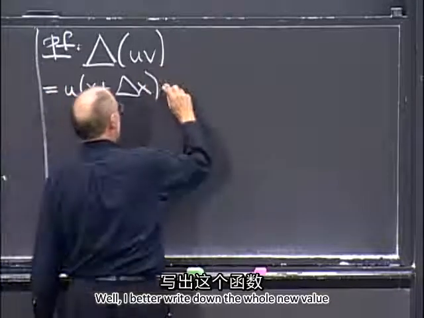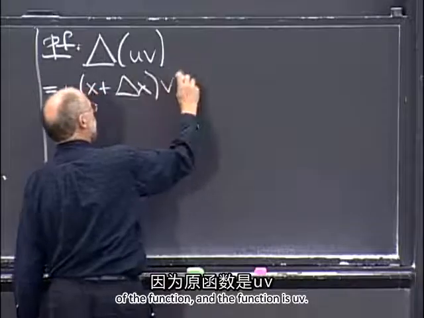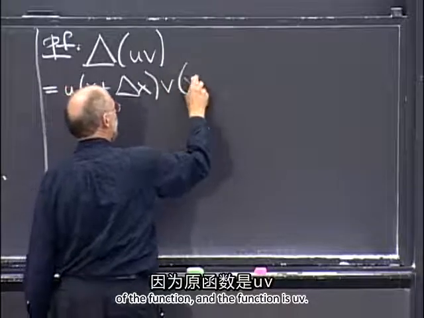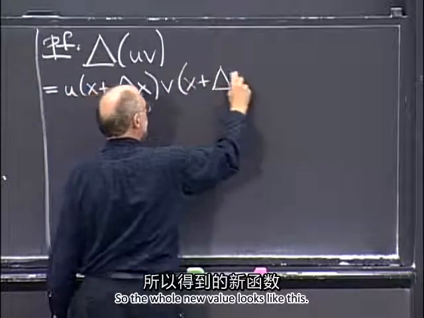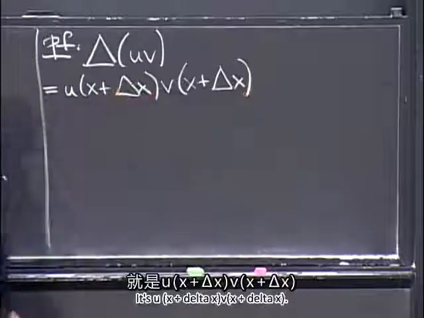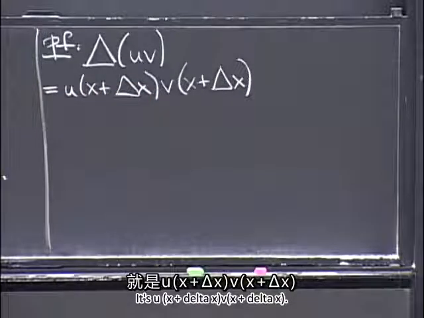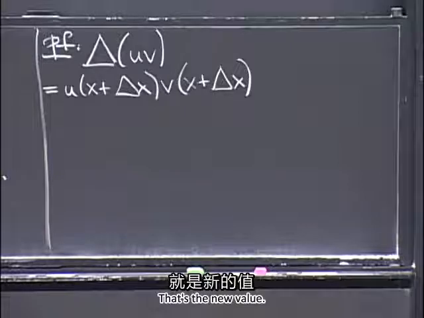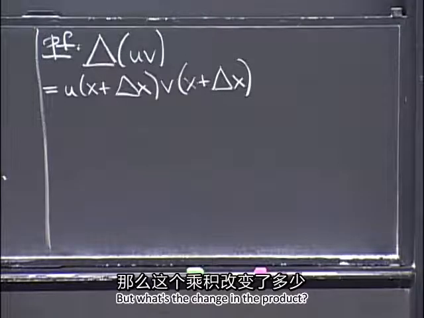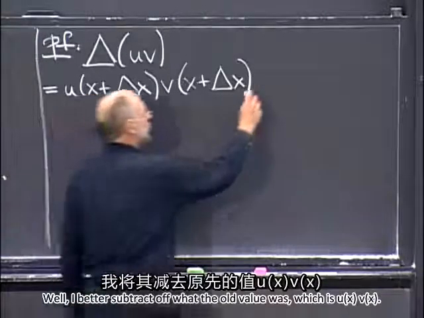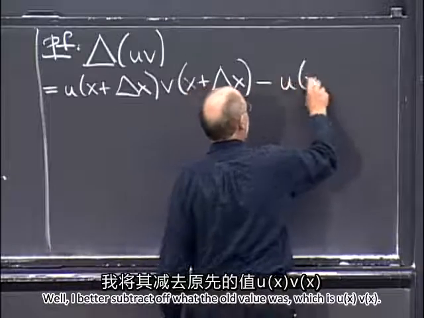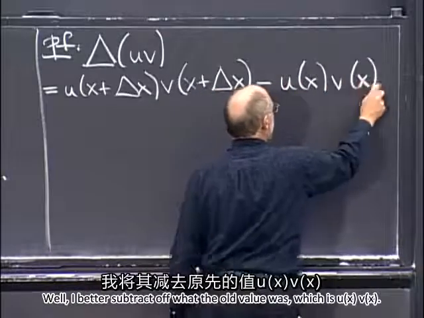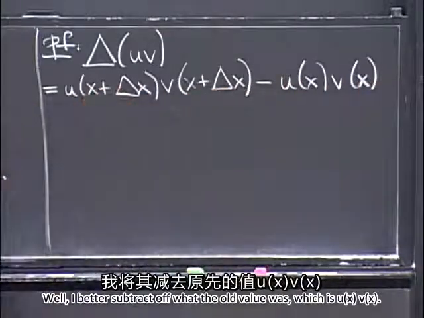Well, I better write down the whole new value of the function, and the function is u times v. So the whole new value looks like this. It's u of x plus delta x times v of x plus delta x. That's the new value. But what's the change in the product? Well, I'd better subtract off what the old value was, which is u of x times v of x.